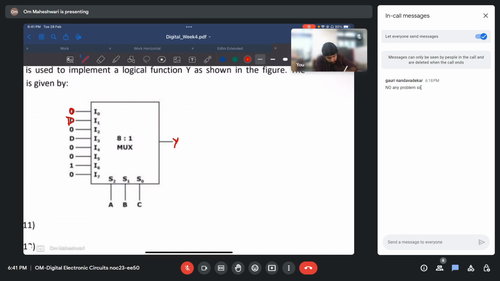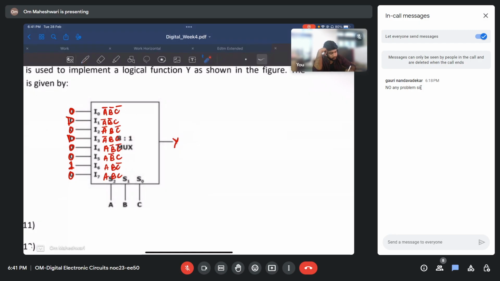So this is 0, D, 0, D, 0 0 1 0. So this will be when it is A bar B bar C bar, A bar B bar C, A bar B C bar, A bar B C, A B C bar, A B C, sorry, A B bar C bar, A B bar C, A B C bar, A B C. This is how it will go, right?